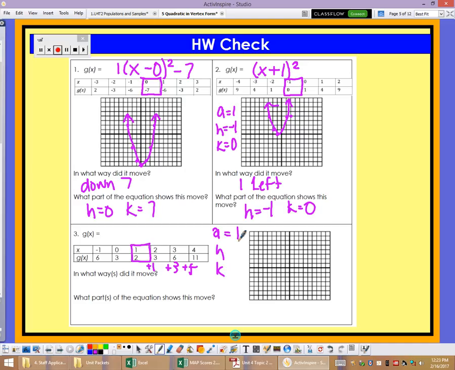One. And then what's your H value? 1. What's your K value? All right, what's our equation then? G of x equals? Yep.